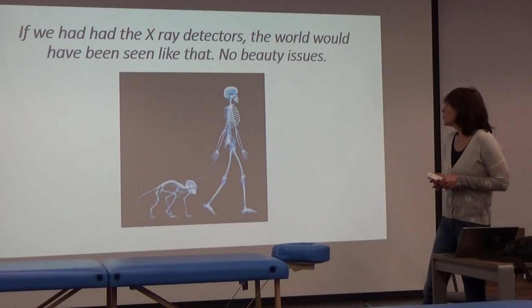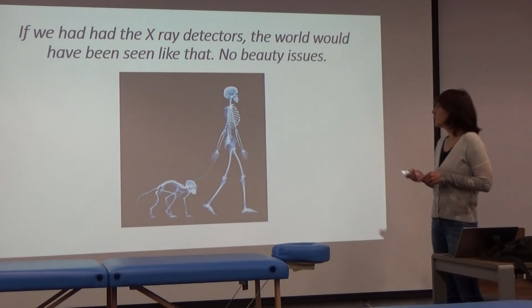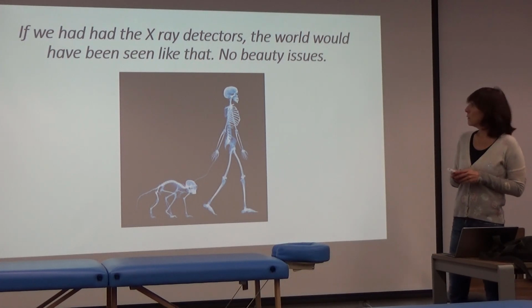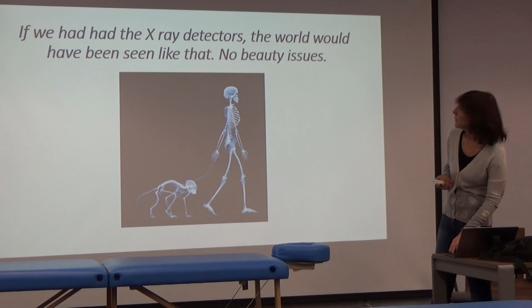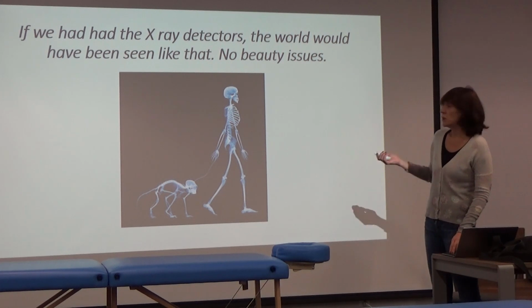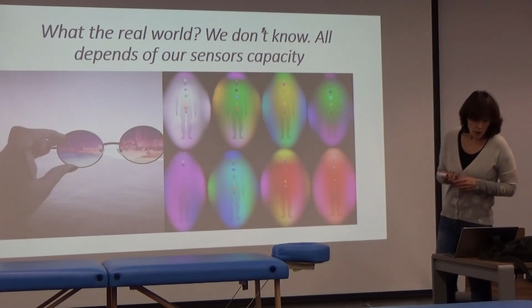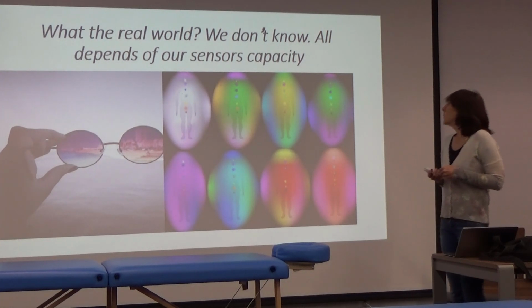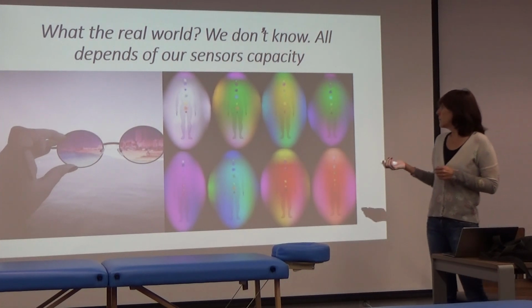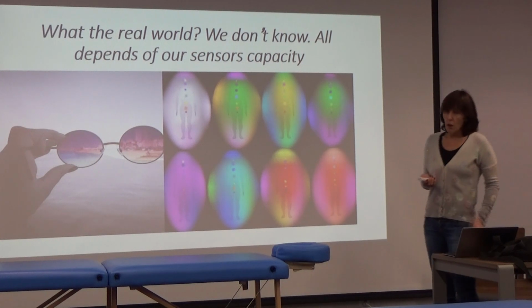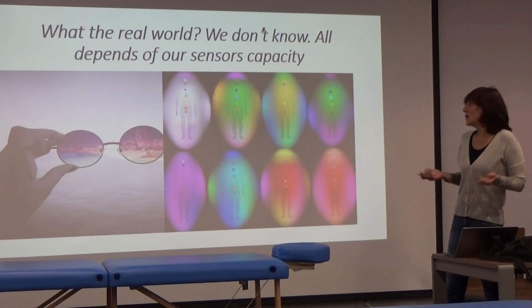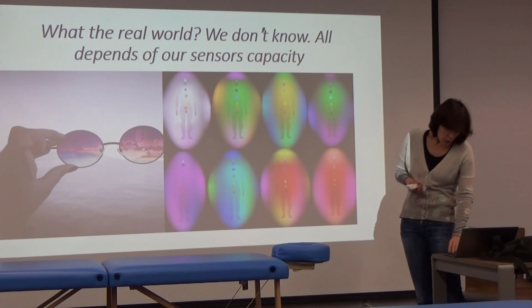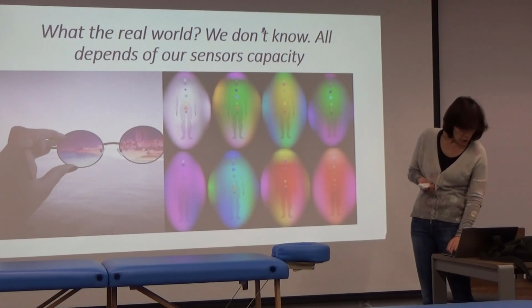For example, if we could see X-rays, we would have seen everybody like that. So we wouldn't have any problem with fat issues or the beauty industry, nothing. We would have seen just the brains. If we could see in the infrared spectrum, maybe we would have seen auras. Maybe the world is not like we see it at all. But our senses are the only source of information.